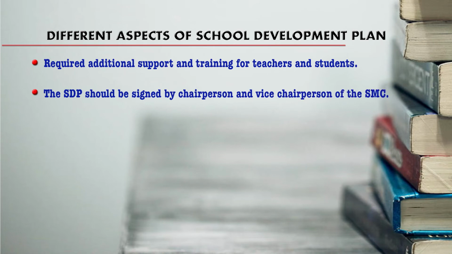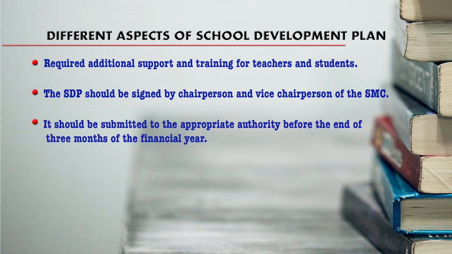And further, the school development plan should be signed by the chairperson and vice chairperson of the SMC. It should be submitted to the appropriate authority before the end of 3 months of the financial year. So, here before the closing of the financial year, 3 months before, the SDP, school development plan, should be developed and submitted. Now, let us focus on some of the important aspects so far as the construction and development of the school development plan.